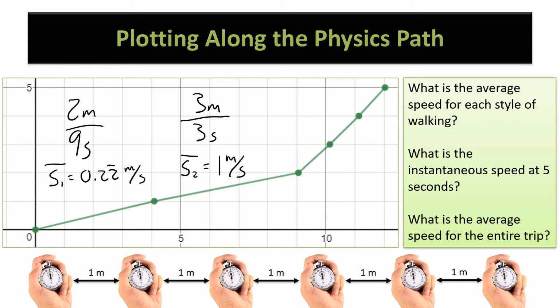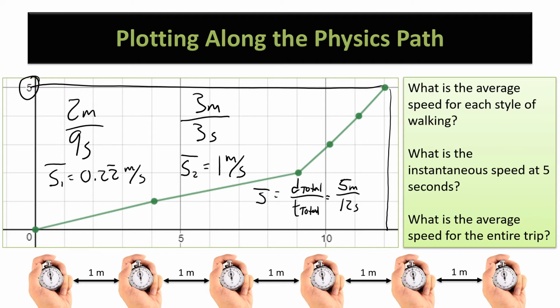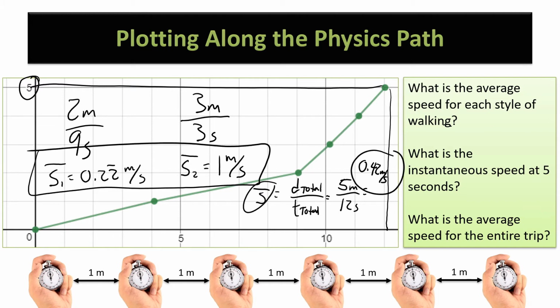Now it says, what is the average speed for the entire trip? Now remember, the average speed is the total distance divided by the total time. We went 5 meters in 12 seconds, which works out to be about 0.42 meters per second. That's the average speed for the whole trip, somewhere in between these two speeds.